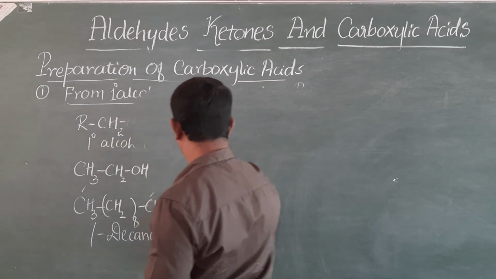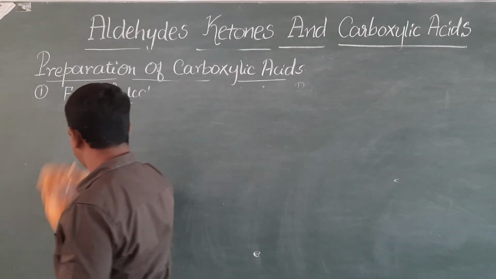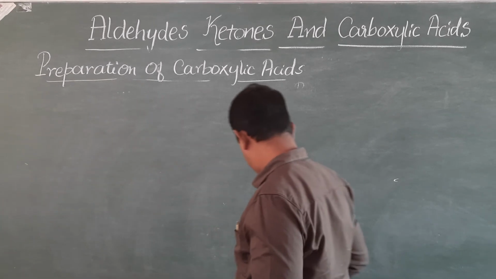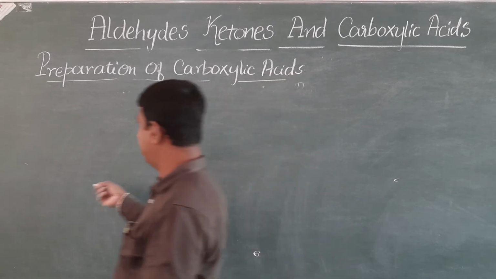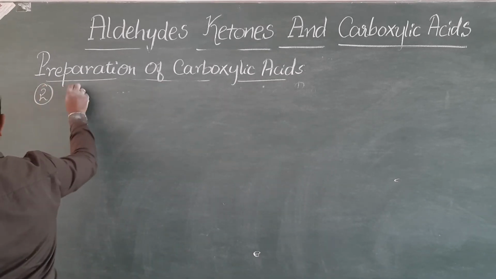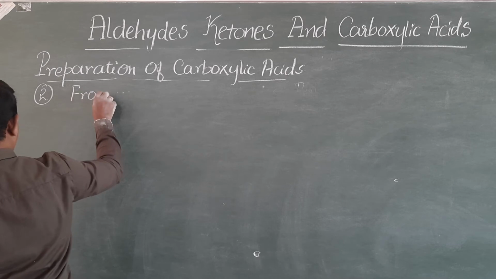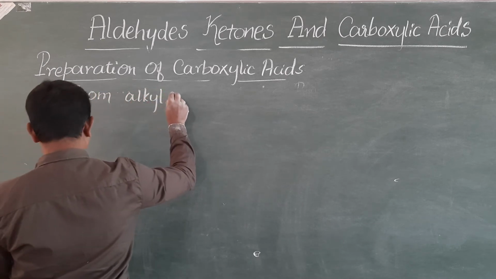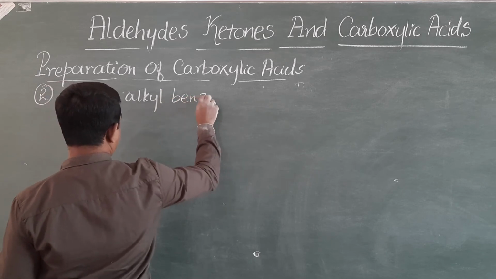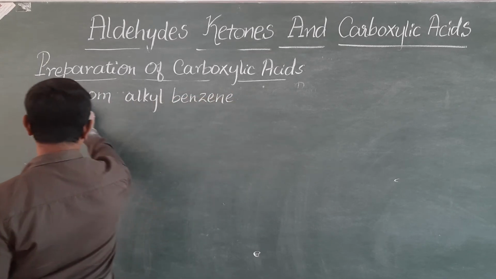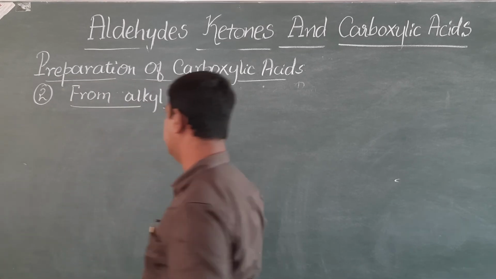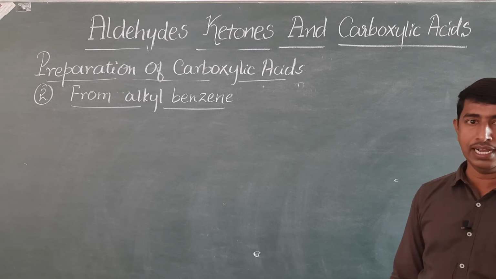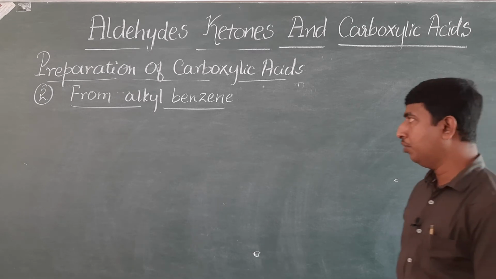So this is about preparation of carboxylic acids using primary alcohols and aldehydes. Next, second method, from alkyl benzene. From alkyl benzene means, benzene means we are preparing aromatic acid. Preparing what? Preparing aromatic acid.